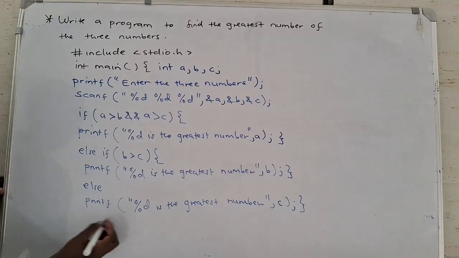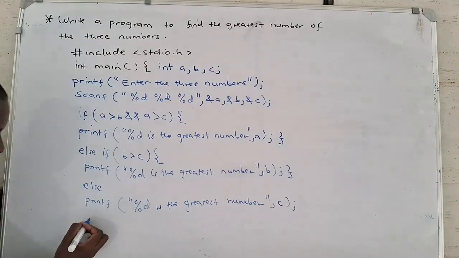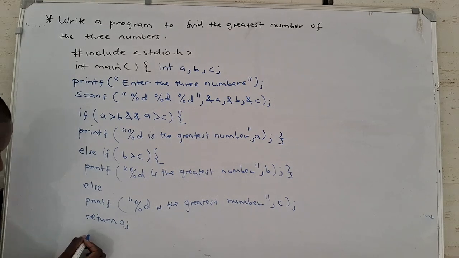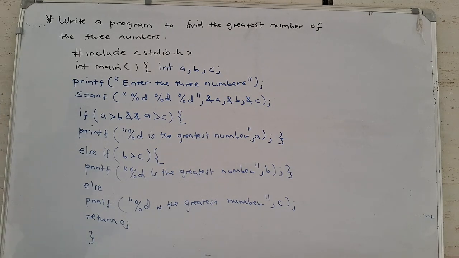This is over. Like this. Then here return 0. Then here you close. So this is the program. Let's run the program and find out how the program is going to be executed.